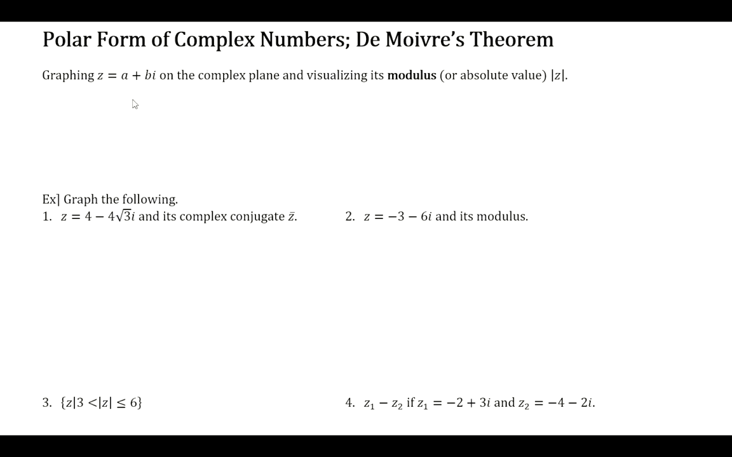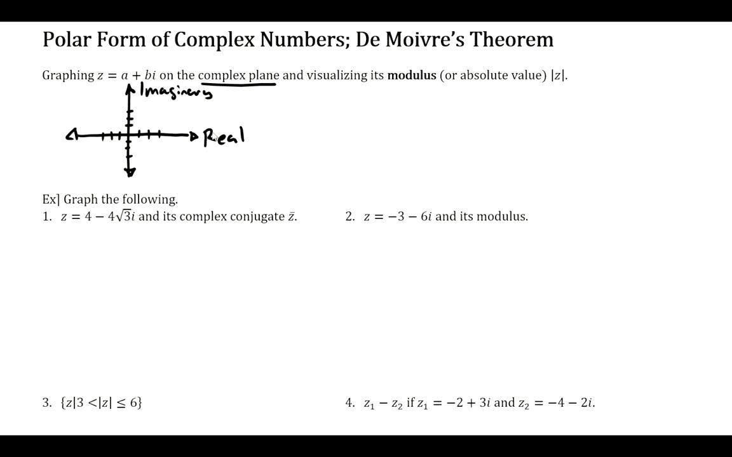And on the complex plane, it's kind of like the xy plane. The x-axis, though, is the real axis. The y-axis is the imaginary axis. Okay, so if we're graphing a plus bi, it's looking at the real value part, going over however far you need to go, so positive to the right, negative to the left, and then looking at the imaginary part and going up or down however far you need to go.